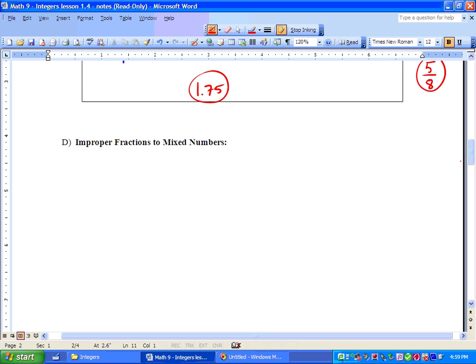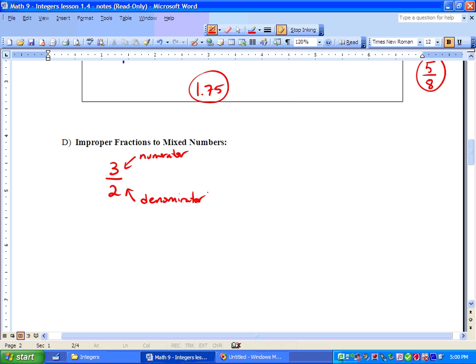Alright, we're going to go into improper fractions and mixed numbers. Alright, so what is an improper fraction? This is when the top number is bigger than the bottom number. So let's go 3 over 2. This is my numerator, and this is my denominator. And an improper fraction is when my numerator is always bigger than my denominator.